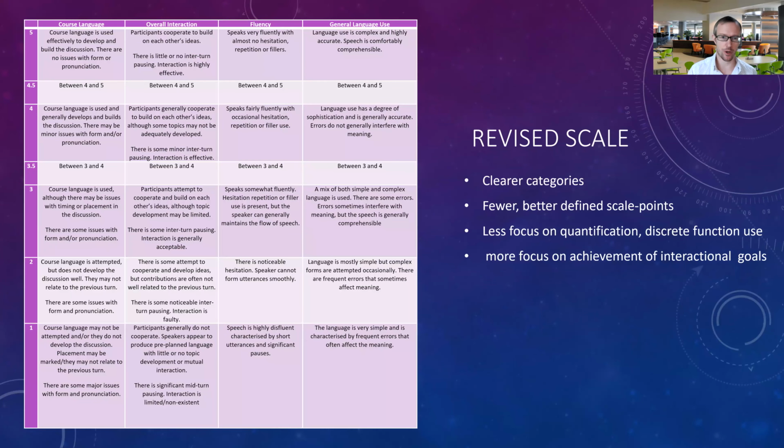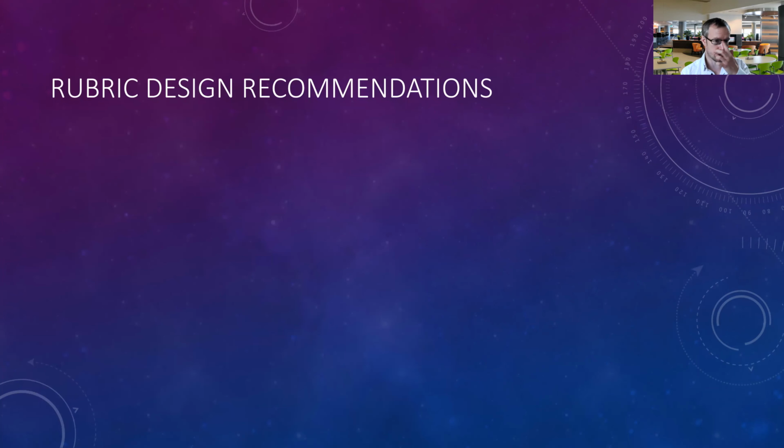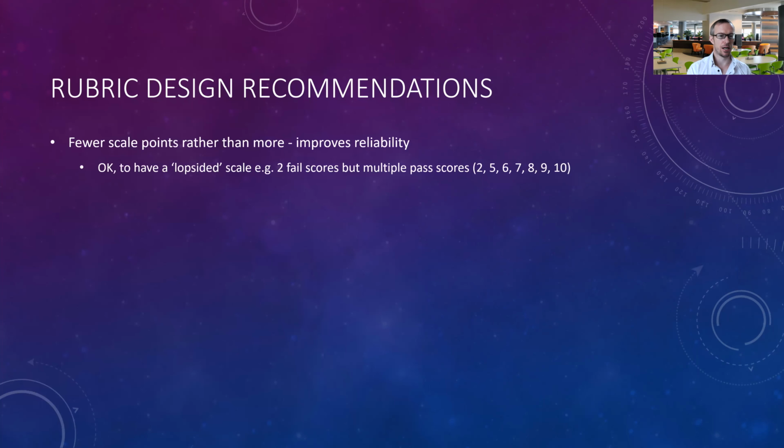So let's move on to some quick recommendations for effective rubric design. First, it's generally better to have fewer scale points than more, so try and keep it light in that regard. Also, it's okay to have a lopsided scale. For example, you could have 2 failing scores but multiple pass scores if that's the profile you tend to have with your learners. Have a clear distinction between points on the scale. Make sure there's a clear difference between a 1, 2, 3, or 4, and a 5.